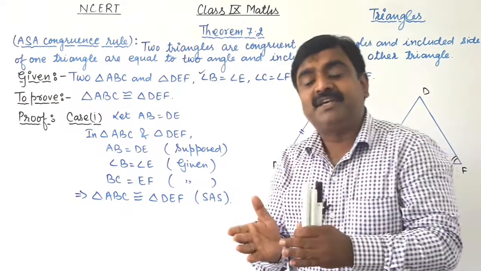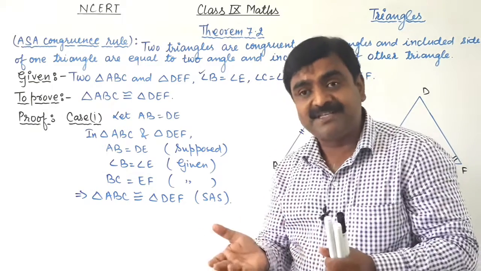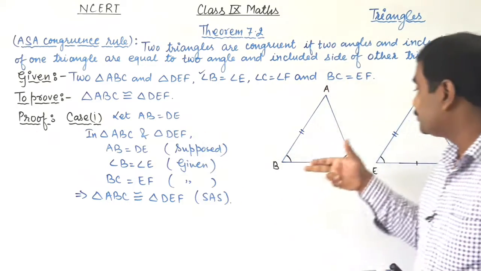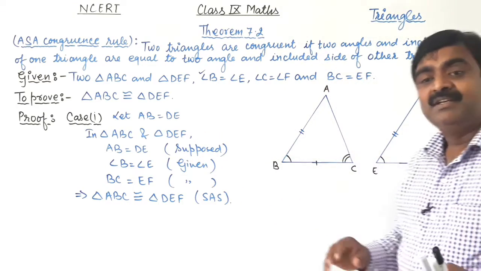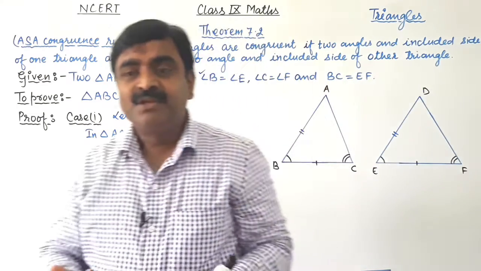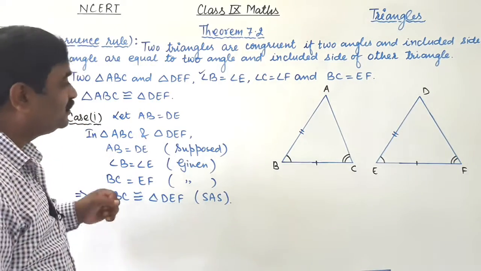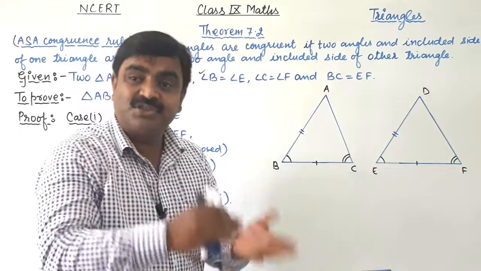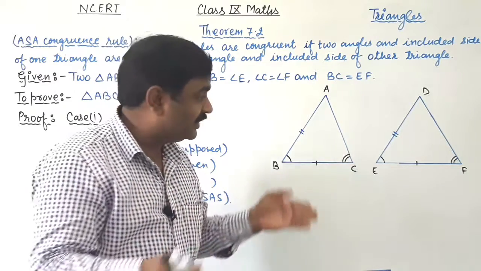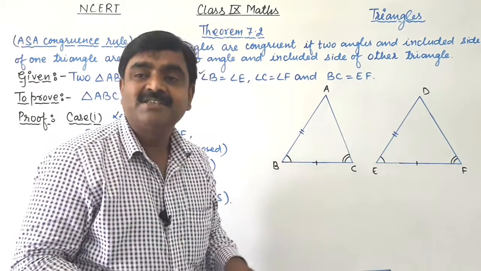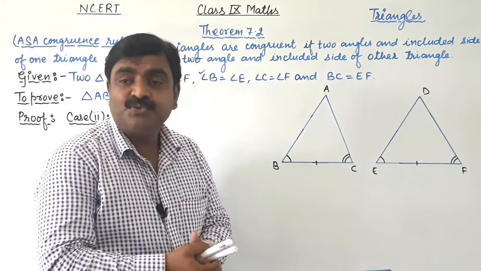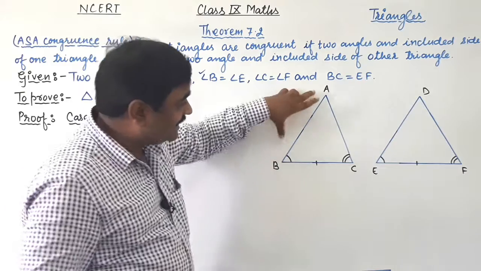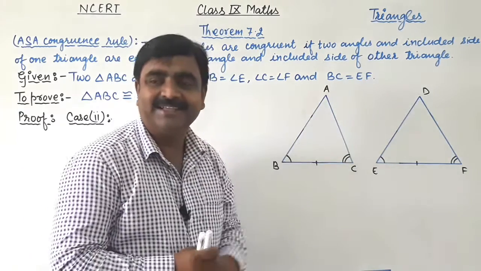Similarly, we will study the second case and the third case. Let us study those case by case. In case first, what have we taken? We have taken that AB is equal to DE. Now in the second case, we are going to take AB less than DE or AB greater than DE. So these we are going to study in the second case and the third case.